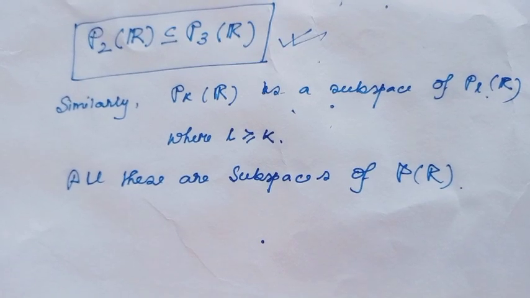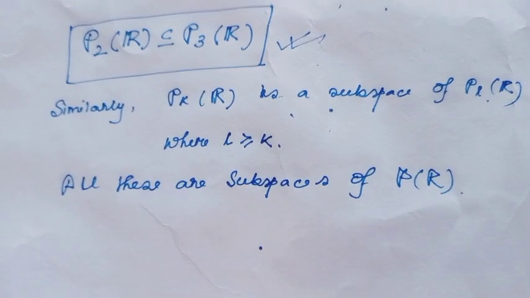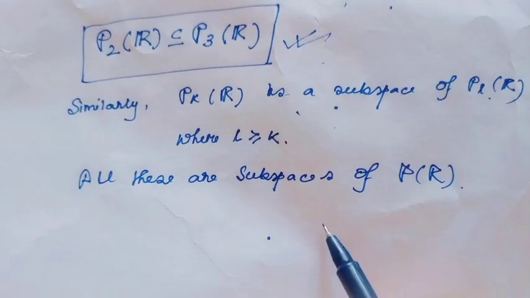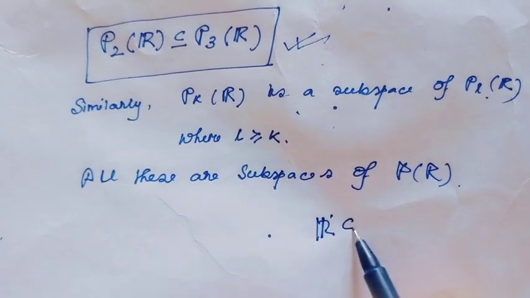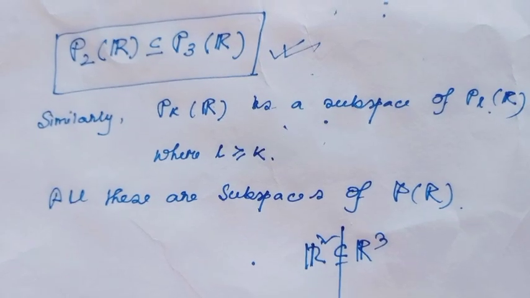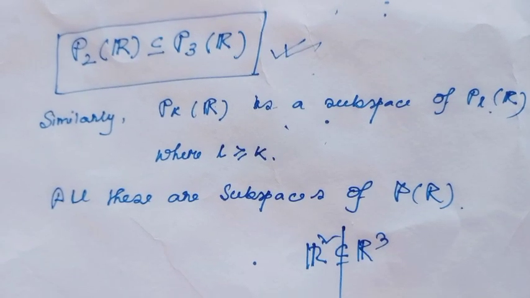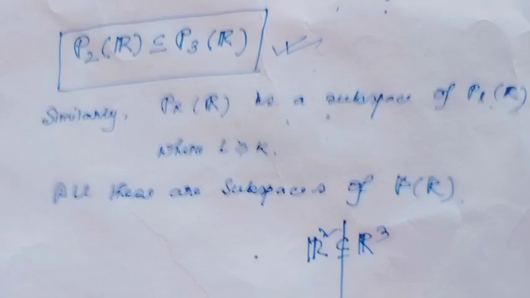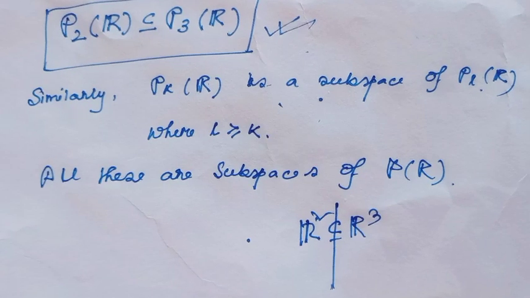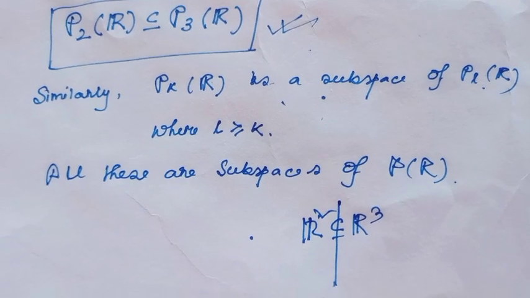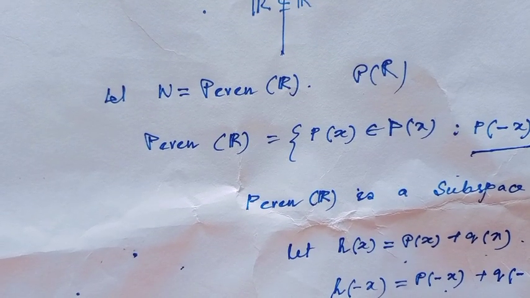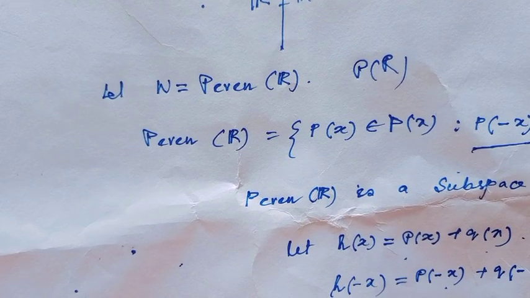Notice, in polynomials, lower degree is always a subspace of higher degree, but R2 is not a subspace of R3. But when the vector space is polynomial, then P2(R) is a subspace of P3(R). Similarly, P3(R) is a subspace of P4(R). So Pk(R) is a subspace of Pl(R) where l is greater than or equal to k. Now we will see a new type of subspace when the vector space is polynomial.